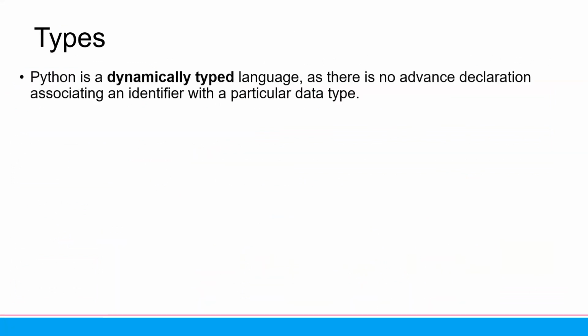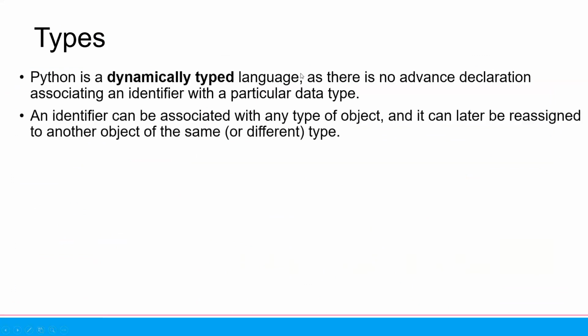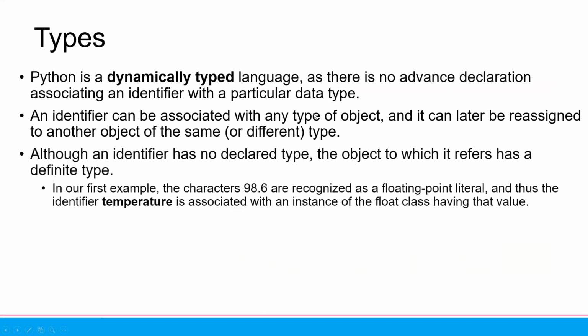Types. Python is a dynamically typed language, as there is no advance declaration associating an identifier with a particular data type. So the identifier can be associated with any type of object, and it can later be reassigned to another object of the same or different type. Although an identifier has no declared type, the object to which it refers has a definite type.